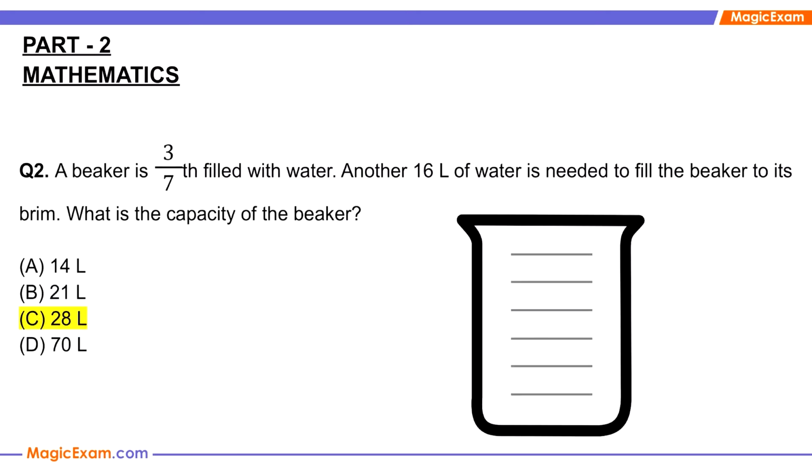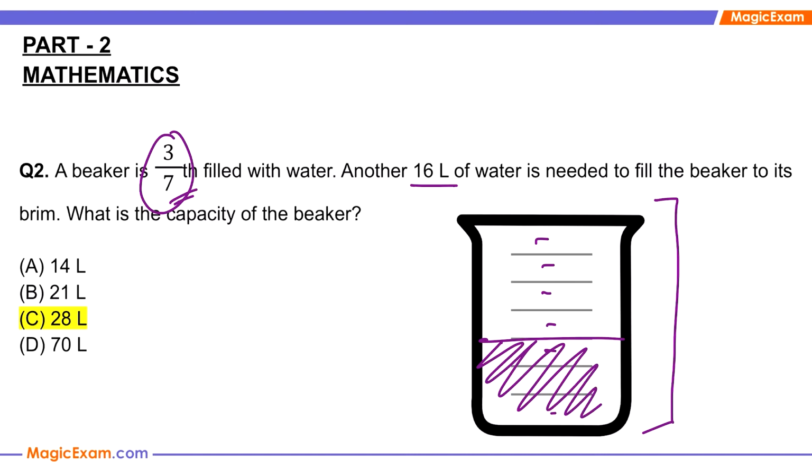A beaker is 3/7 filled with water, and another 16 liters of water is needed to fill the beaker to its brim. So what is the capacity of the beaker? Now let's draw the diagram of a beaker and divide it into 7 parts. And the question is telling us that 3/7 is filled with water, which means that 3 parts of the beaker is filled with water at this time.